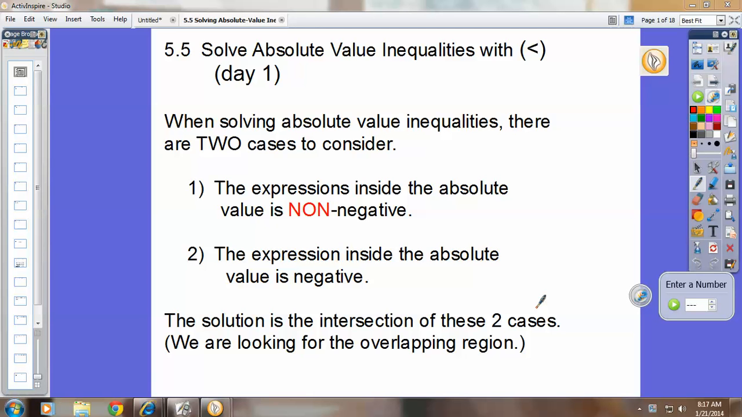Alright, this is section 5.5. Please go ahead and title your notes. We are solving absolute value inequalities. This is new. We've solved absolute value equations, correct? Yes. We've solved inequalities, correct? Yes. We're putting them together. We're solving absolute value inequalities.